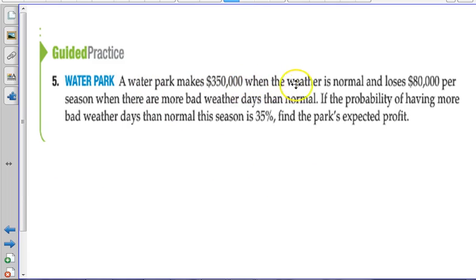Makes $350,000 when the weather is normal and loses $80,000 per season when there are more bad days than normal. The probability of having more bad days than normal is 35%. Find the park's expected profit. Okay, so 35% of the time, there's more bad days than normal. So what happens?